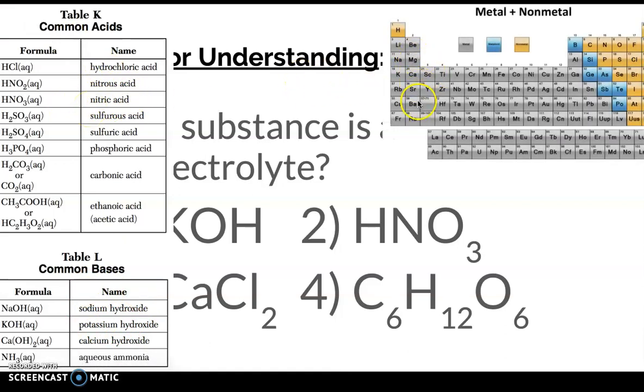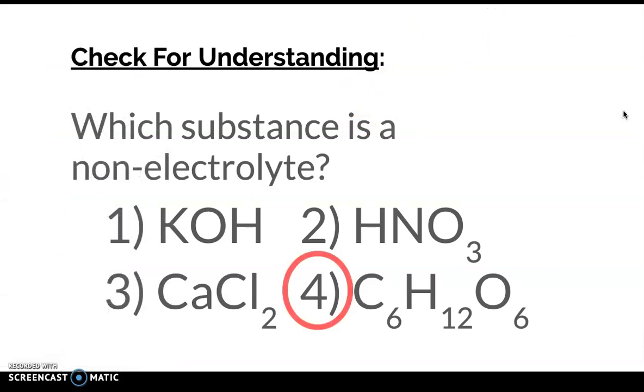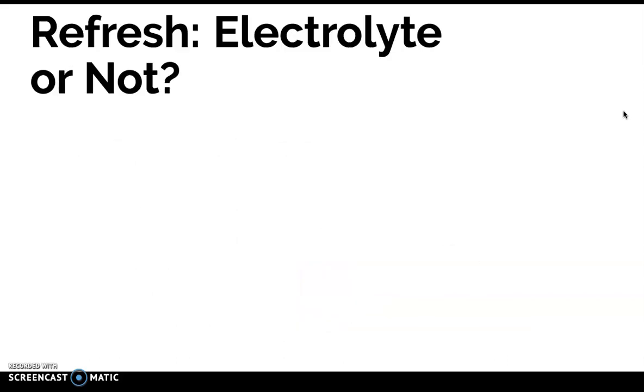CaCl2, calcium is in group 2. Cl is in group 17. That is an ionic compound. It consists of a metal and a nonmetal. And number 4, C6H12O6, that is a covalent compound. It is a sugar. It does dissolve in water. However, it will not create any charges. So that is a non-electrolyte.